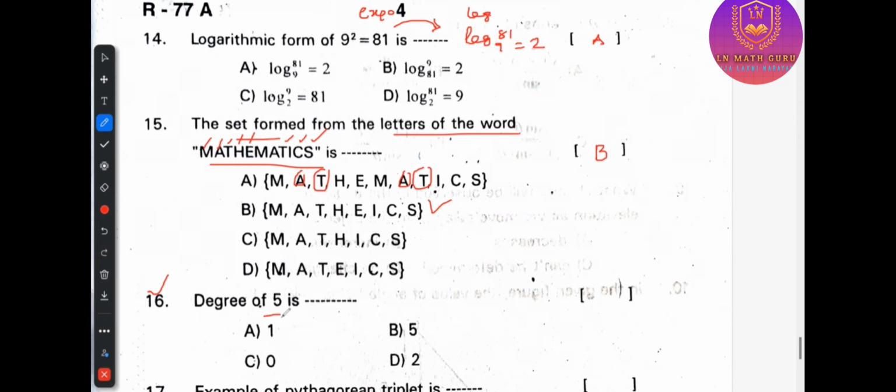Now the next question, degree of pi. Pi is a constant term, so that's why the constant degree will be 0. Degree of any constant will be 0. That's why I can go to option C for this question.